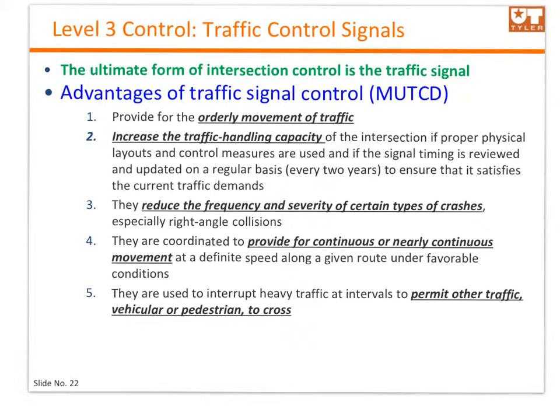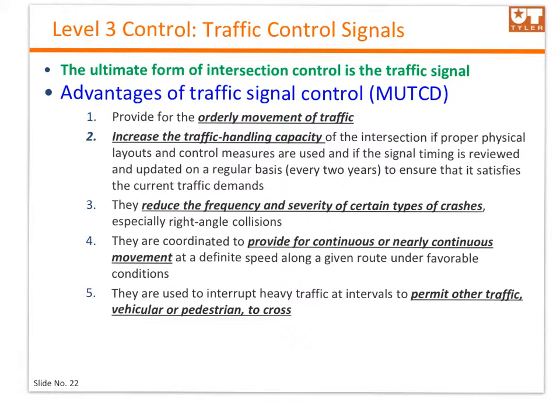in order to assure that it really satisfies the current traffic demands. The third advantage of having a traffic signal is that they reduce the frequency and severity of certain types of crashes. Traffic signals, if they are designed well and in the right location, tend to reduce the amount of crashes, especially right angle collisions.